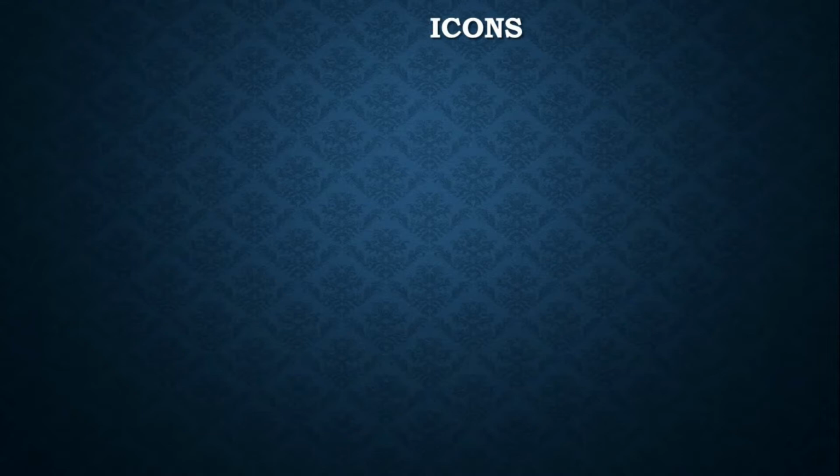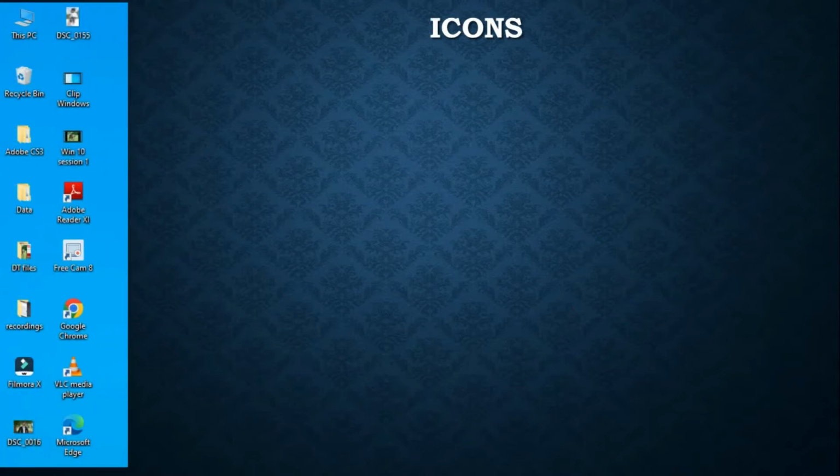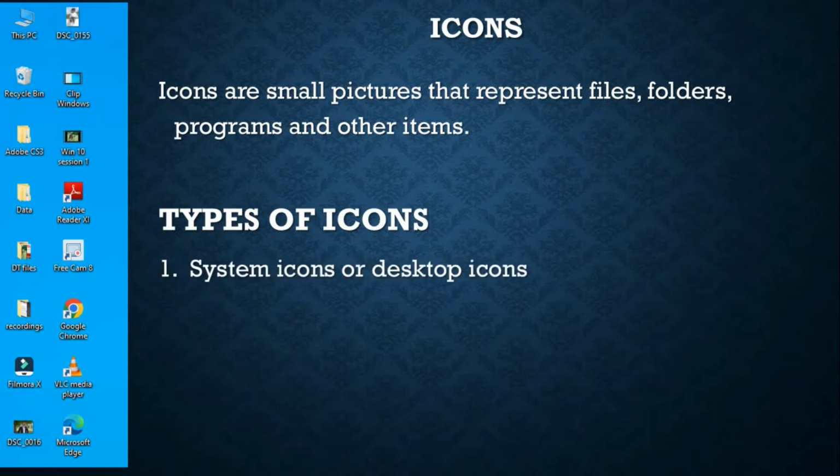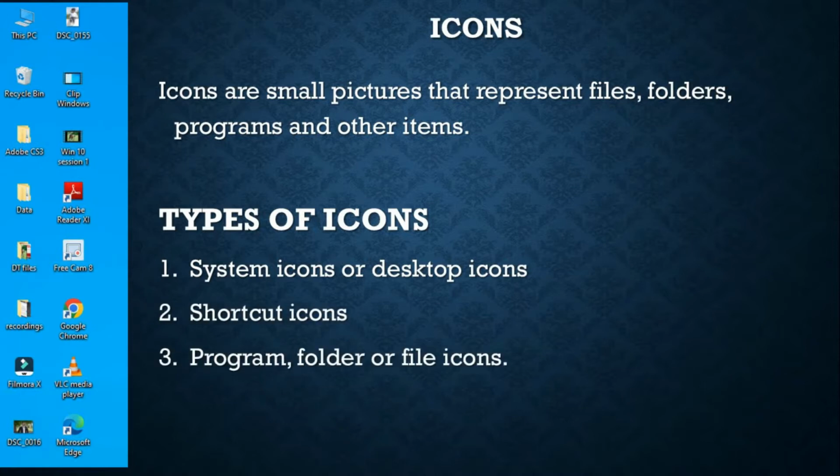Coming to icons, the small pictures that are present on the desktop are called icons. Icons are nothing but a graphical representation of a file, folder or any program. There are different types of icons. The first one is system icons, which are also called desktop icons, the second is shortcut icons, and the third one is program, folder or file icons.